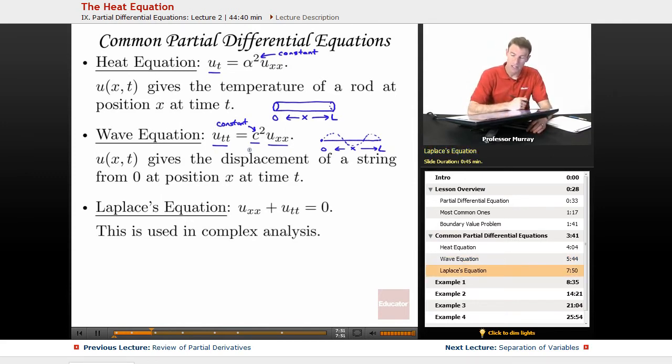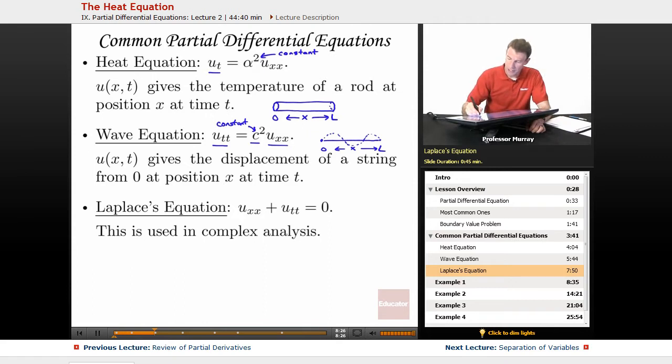The last equation that's very common when you study partial differential equations is Laplace's equation, which says that u_xx plus u_tt is equal to 0. This one comes up a lot in complex analysis. I'm not going to interpret that one physically for you because it's not one that we're going to be studying later. We're actually going to spend most of our time studying the heat equation. But I just wanted to show you Laplace's equation because these really are sort of the big three partial differential equations that people study: the heat equation, the wave equation, and Laplace's equation.